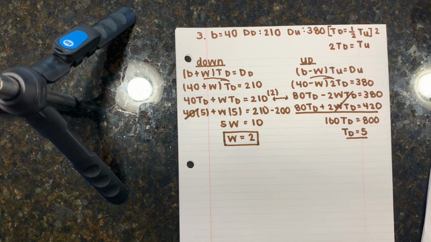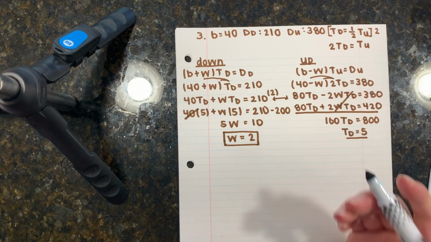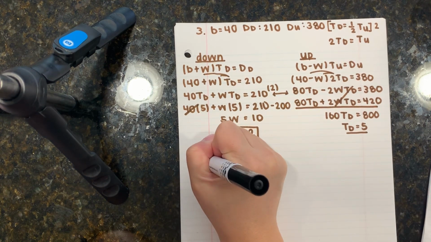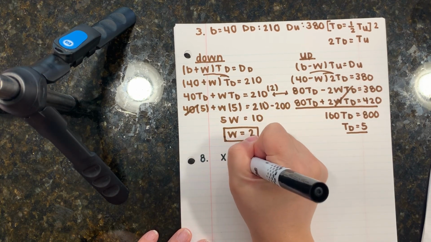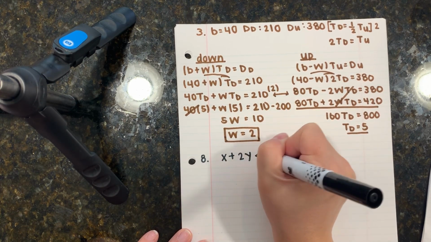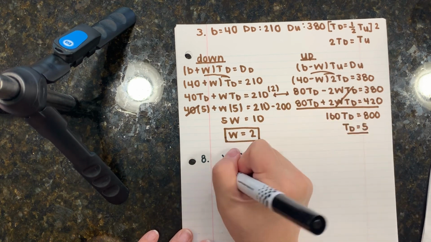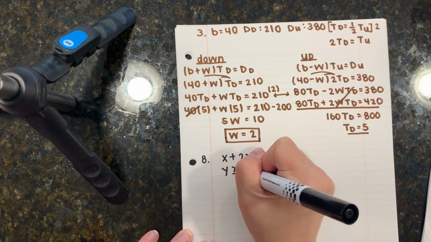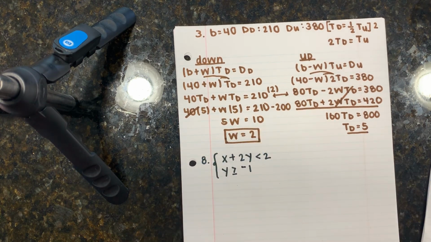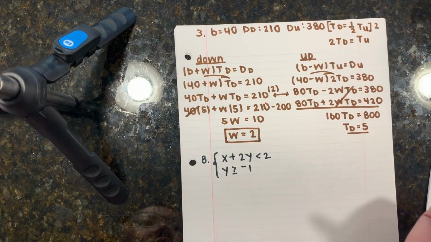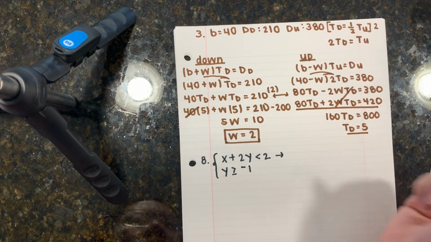Now we're going to move on to number 8 in this lesson. Number 8 is one of our newer problems. We're asked to graph x plus 2y is less than 2, and y is greater than or equal to -1. The first thing I need to do on this one is solve for y, because I can't graph it the way it is.